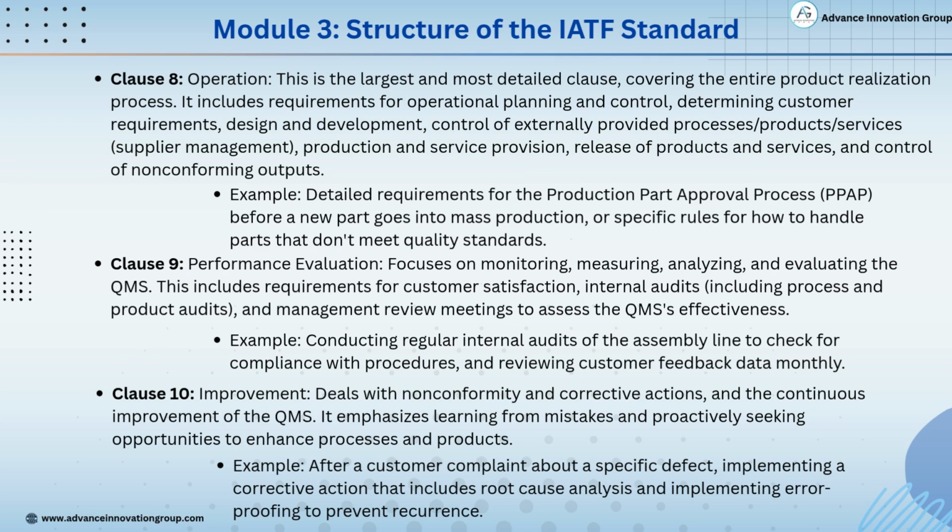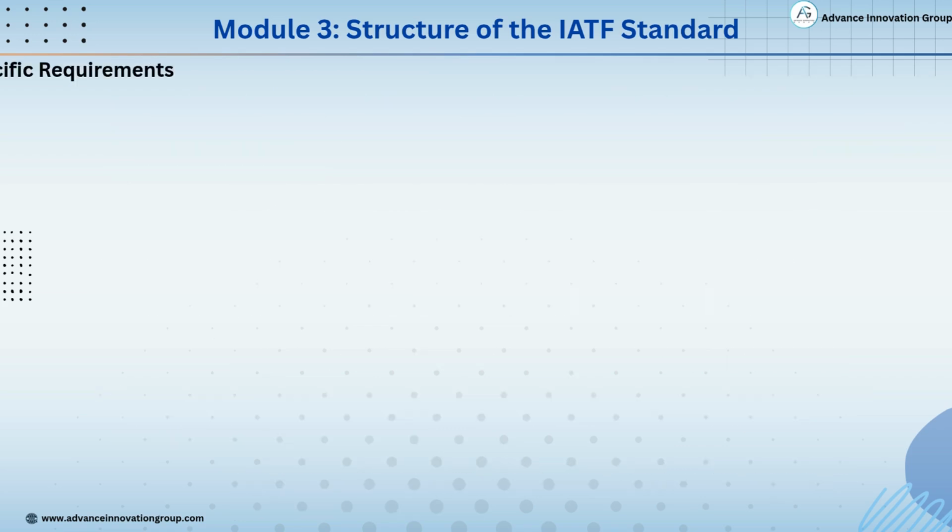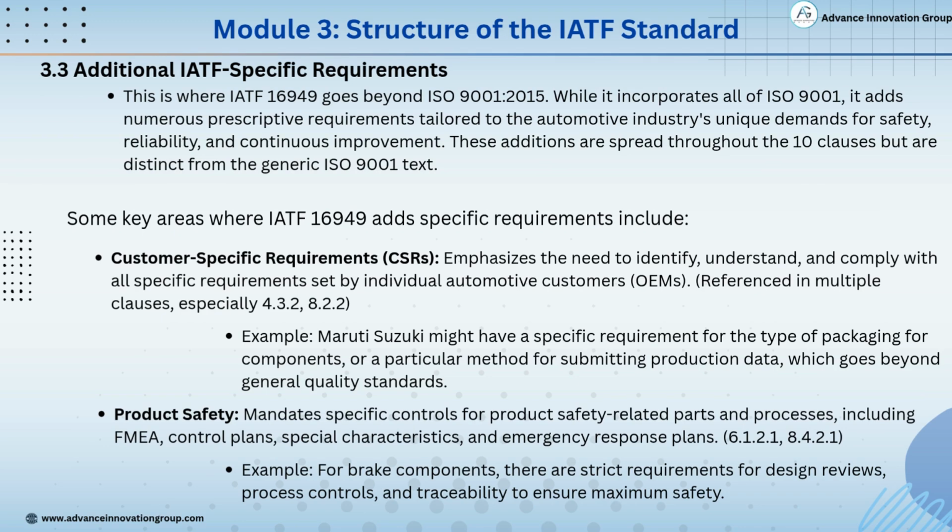Example: say a customer complains about a defect. The company then finds the root cause and implements error-proofing methods to make sure it doesn't happen again. This part explains how IATF 16949 goes beyond ISO 9001 by adding automotive-specific requirements. While ISO 9001 is general and applies to any industry, IATF 16949 is much more prescriptive and tailored to the automotive sector's safety, reliability, and improvement needs.